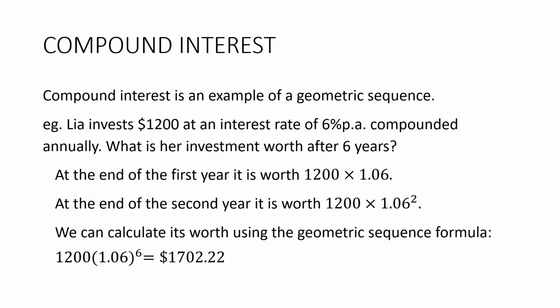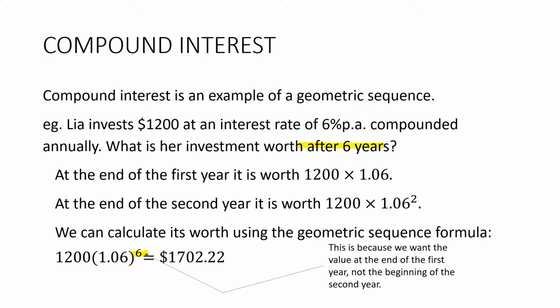Okay, see this after 6 years, and it's 6 here, not 5. That's because we're adding on, or multiplying by really, 6 years of interest. If it said at the beginning of the 6th year, we would use the 5. This is probably the hardest bit to get your head around. Our answer is going to be 1,200 times 1.06 to the power of 6, which is $1,702.22.